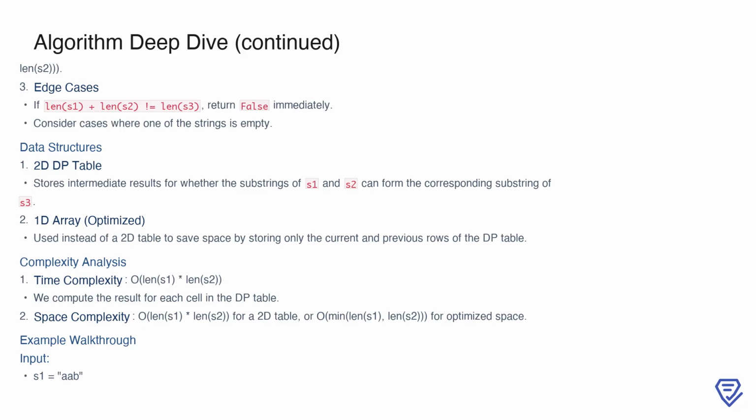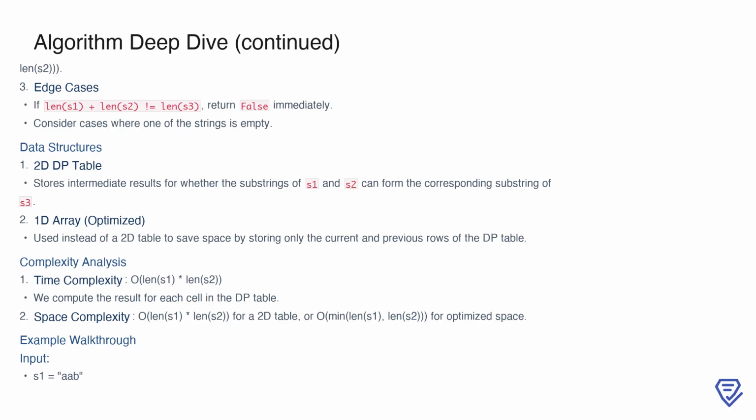Instead of maintaining a full 2D table, which takes O(len(S1) * len(S2)) space, we notice that each entry in the table only depends on the current row and the previous row. This allows us to use a rolling array, reducing space complexity to O(min(len(S1), len(S2))).